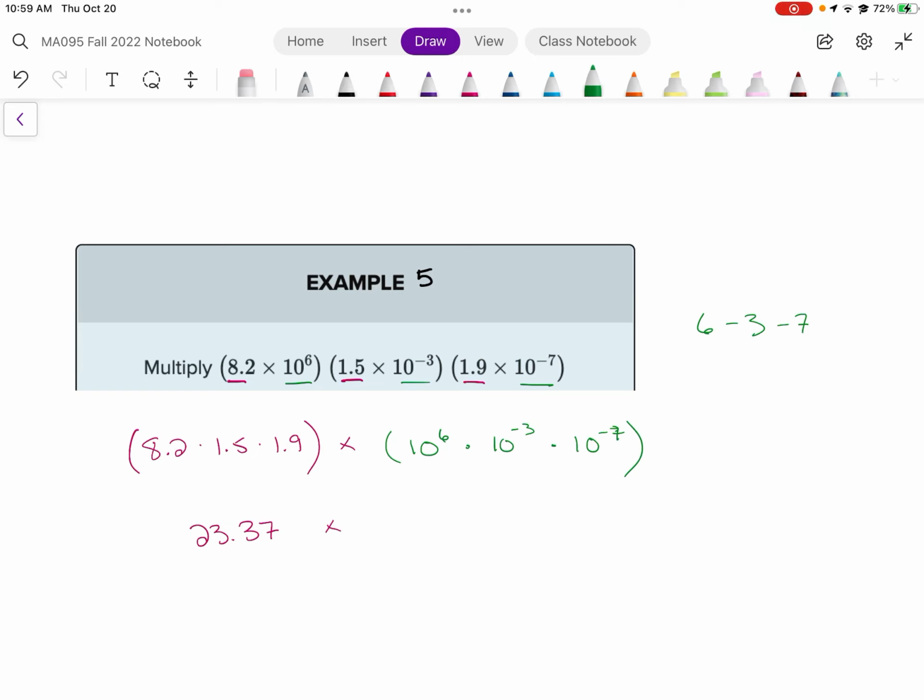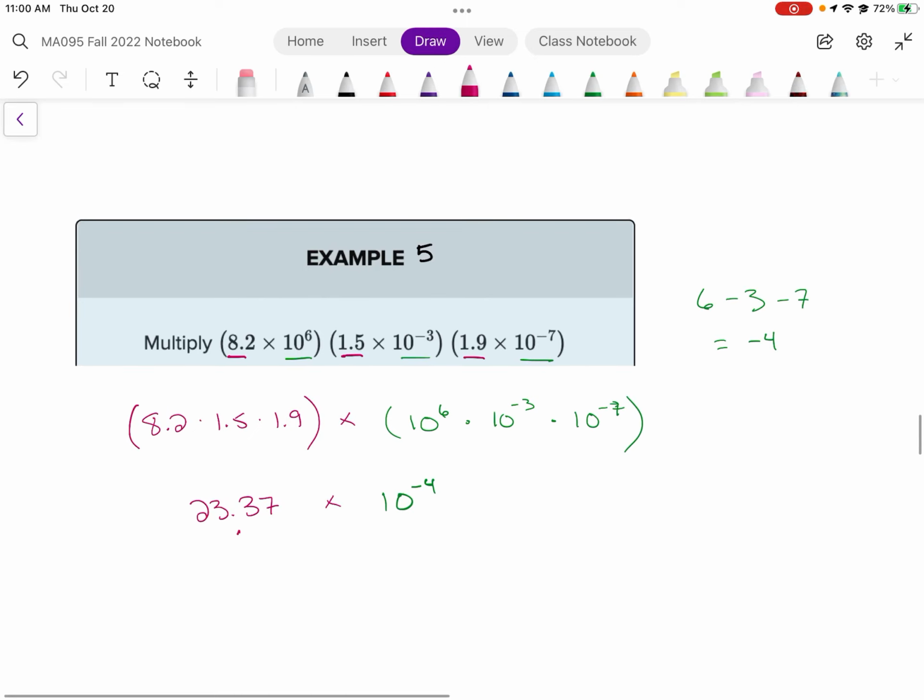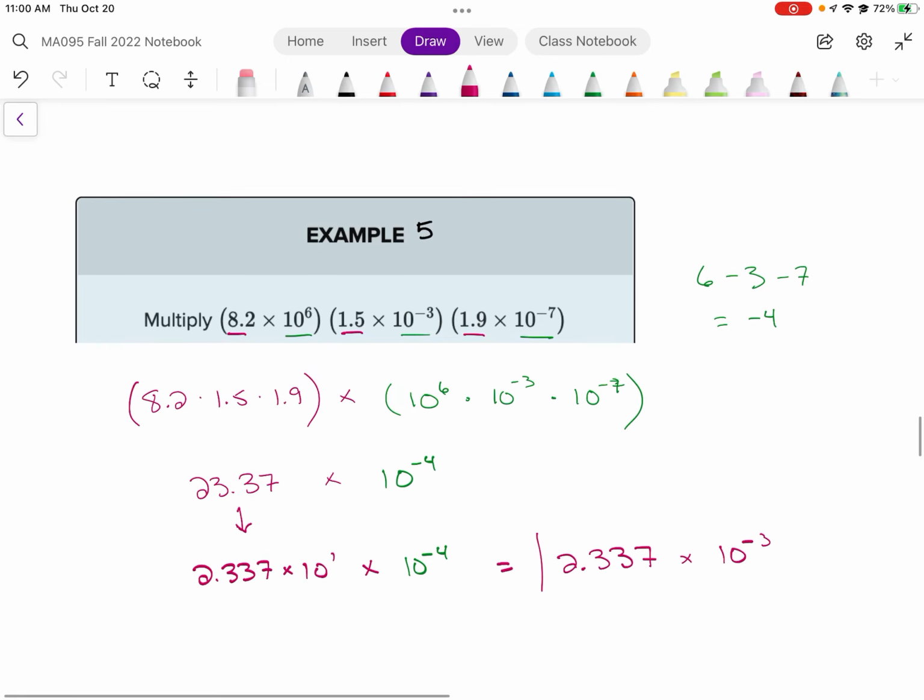Be careful. And that is going to be 6 minus 3 is 3, minus 7 is negative 4. All right, so I get times 10 to the negative 4. All right, but remember that this is not a number yet between 1 and 9.999. So we're going to have to change that to 2.337 times 10 to the 1, and that is times 10 to the minus 4. So now we've got 2.337 times 10 to the 1 plus negative 4 is 10 to the negative 3. Okay, so that's the final answer.